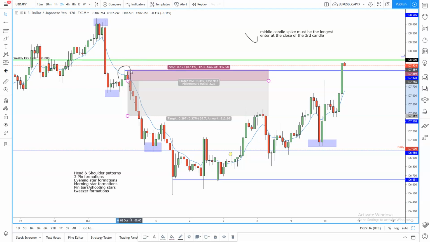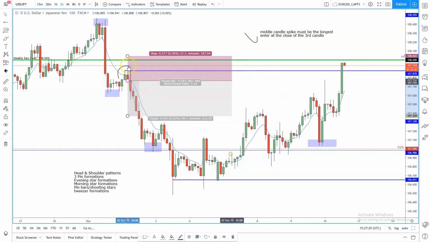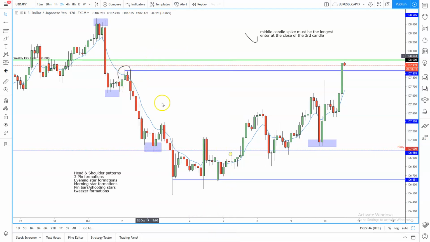So this was just above this key level here. Entry would be there, and then see how price dropped immediately after that 3-pin formation, all the way to the daily area. So that's a 3-pin formation in a sell situation.